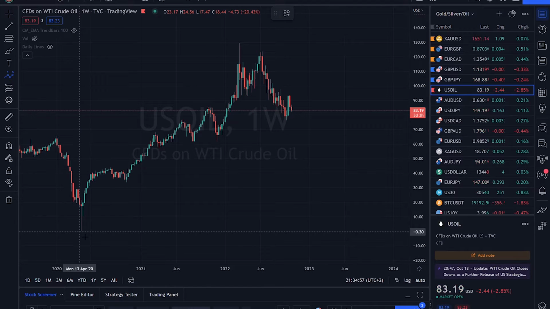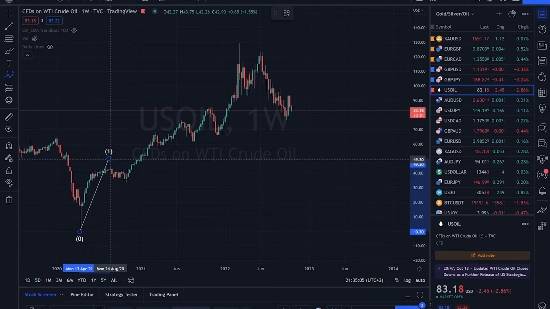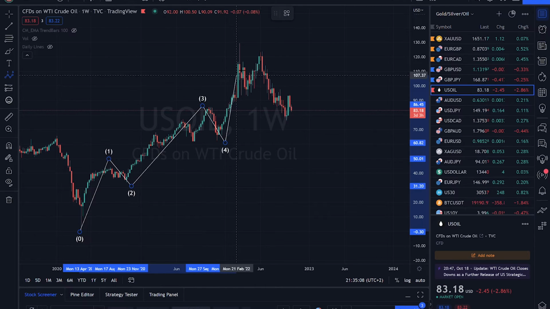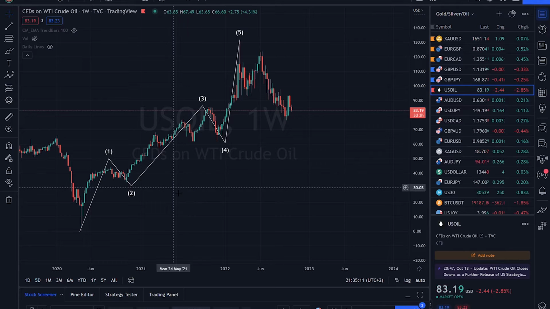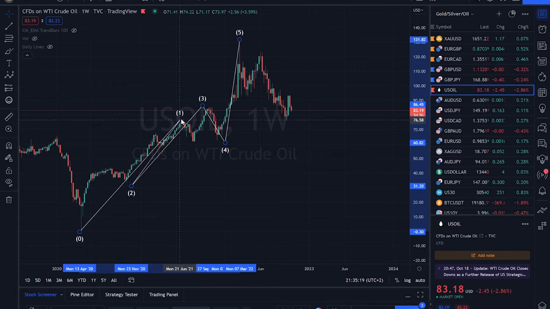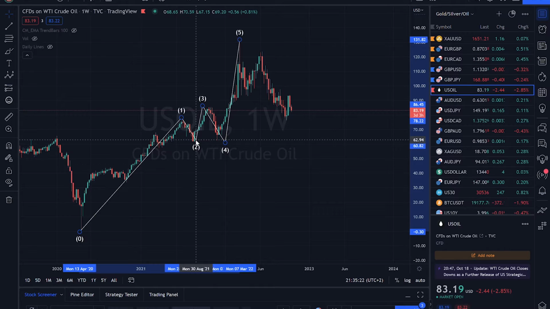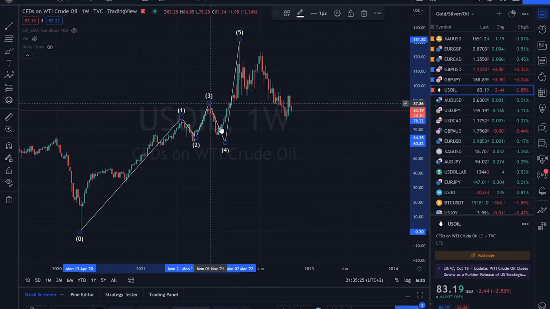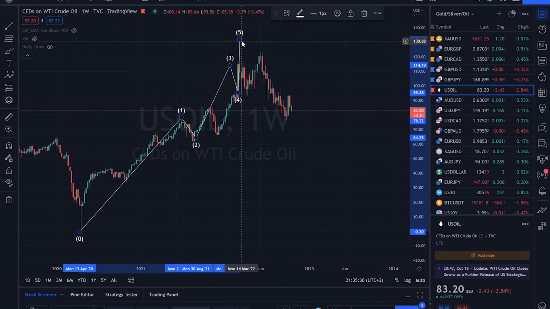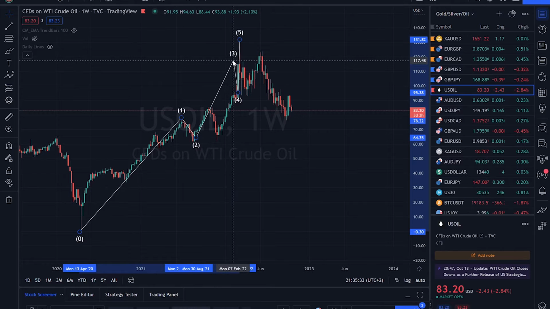Now, I've been changing my mind on this count for a while now. I was thinking that it was going to be a 1, 2, 3, 4, 5, which I guess kind of does look correct. But I think it's actually more of this 5 waves up here is going to be our 1. This is going to be our 2. And then our 3 is right up here, back down for the 4, and then we finish up on the wave 5 up here.